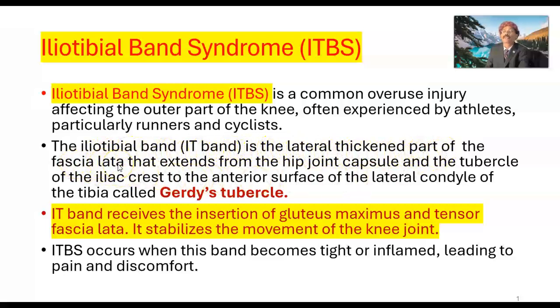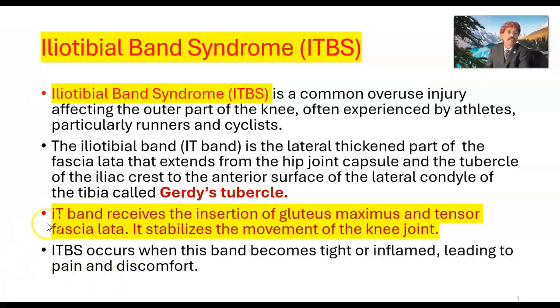Fascia lata is the deep fascia of the thigh that extends from the hip joint capsule and tubercle of the iliac crest to the anterior surface of the lateral condyle of the tibia called Gerdy's tubercle. So it extends from the iliac crest and the capsule of the hip joint above, below to the lateral condyle of the tibia, to the tubercle on the lateral condyle of the tibia.